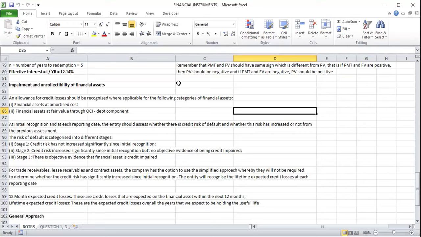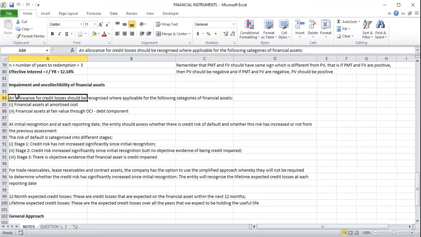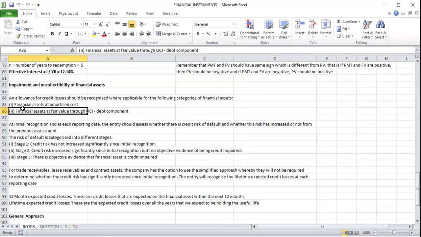So now I want to look at examples that include such credit losses. An allowance for credit losses should be recognized where applicable for the following categories: financial assets at amortized cost and financial assets at fair value through OCI. Now you can see that one of the 3 categories here is not given. So we do not recognize these expected credit losses for financial assets held through P&L.